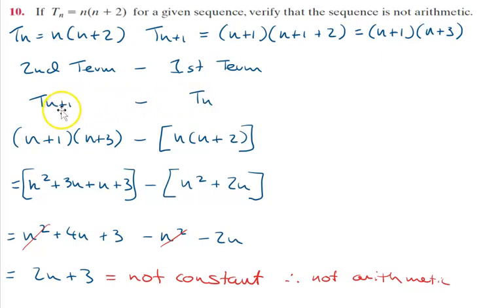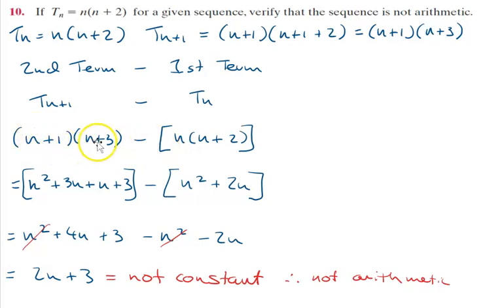So we replace Tn plus 1 with n plus 1 times n plus 3. We bring down the minus and we replace Tn with n times n plus 2. Now notice that I have square brackets. That's because there's already brackets inside the expression. So just be careful there, that all these brackets can get a bit confusing and you could end up making some mistakes, especially with the minus.